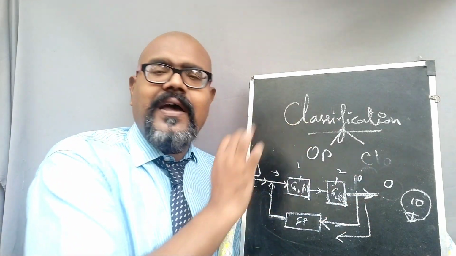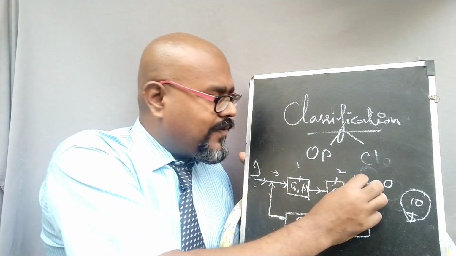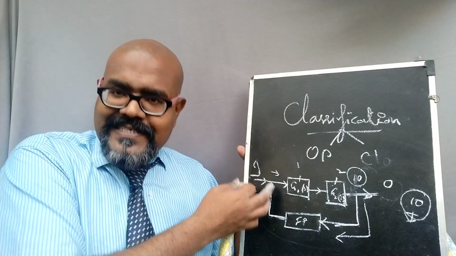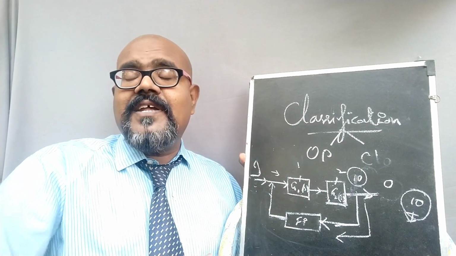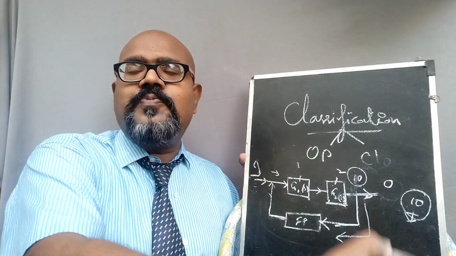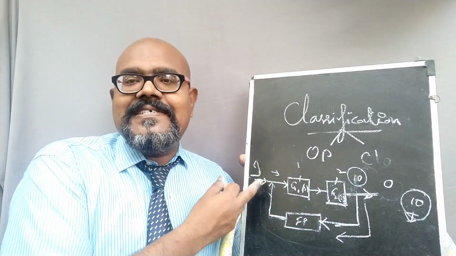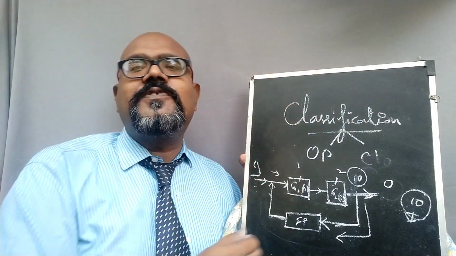It comes straight away to the response. So we can get a desired response. The system itself automatically decides its response. The system itself automatically corrects its response. Those systems are called closed loop systems.